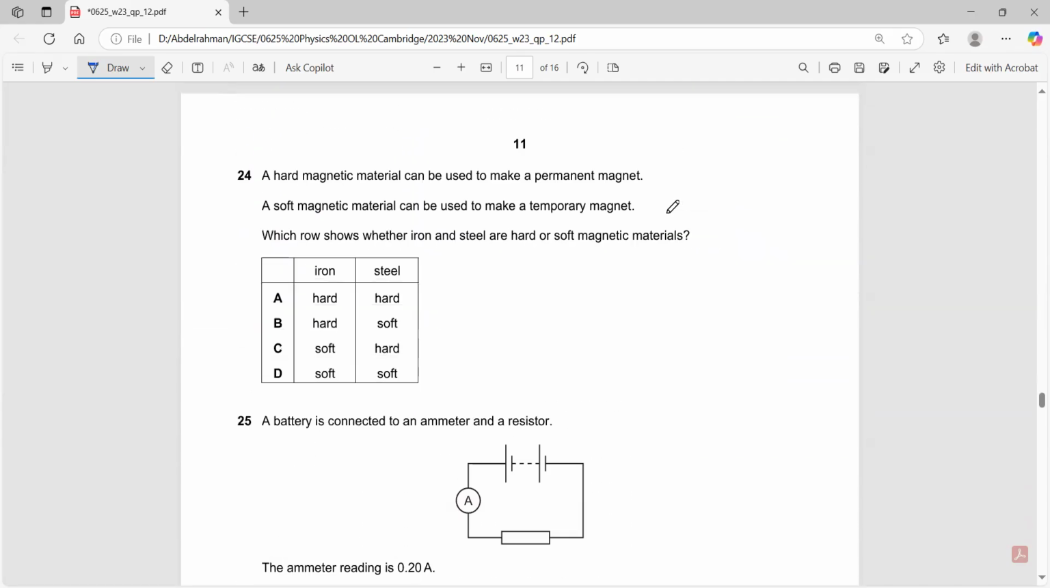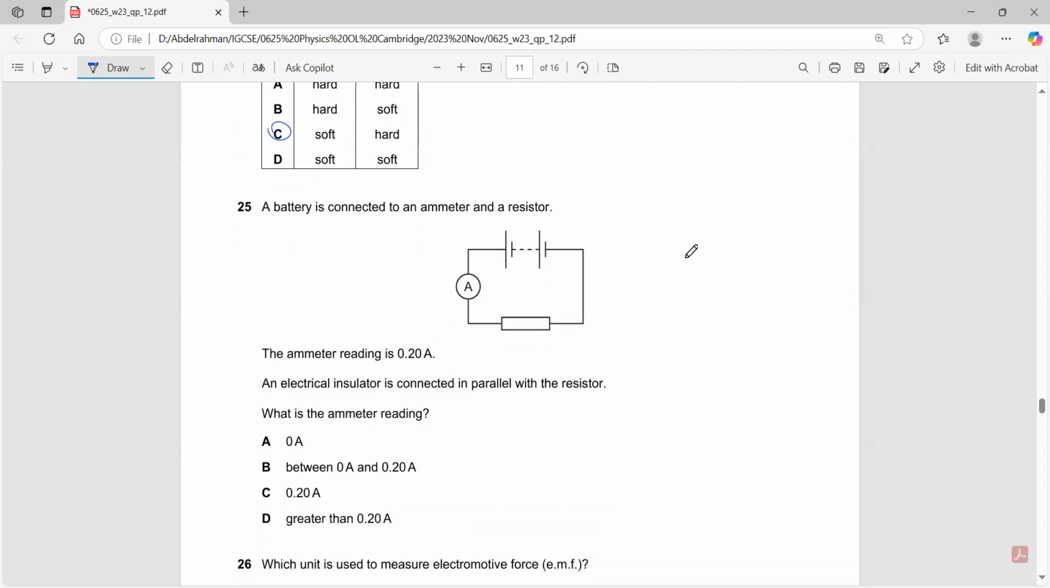A hard magnetic material can be used to make a permanent magnet. Soft magnetic material can be used to make a temporary magnet. The iron, should it be soft? Yes, it should be soft. And the steel should be hard. Yes, we call it soft iron and hard steel. Hard steel is a permanent magnet, and soft iron could be a temporary magnet.